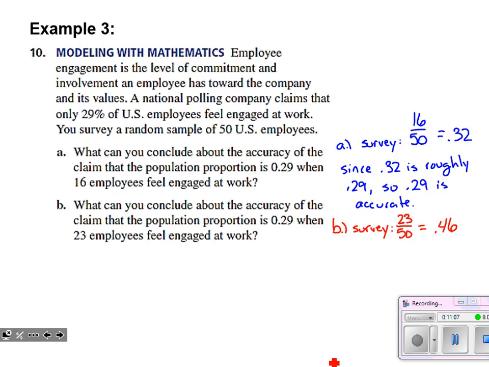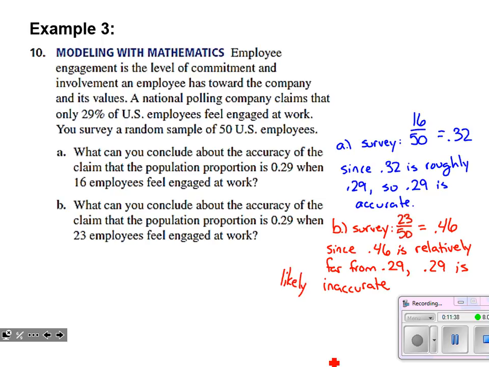So we would think, since 0.46 is relatively far from the 0.29 that the polling company gave us, 0.29 is inaccurate. Oh, we should probably stick the word likely in there. We're conducting a small sample as opposed to this huge national polling company. So we should add the word likely.